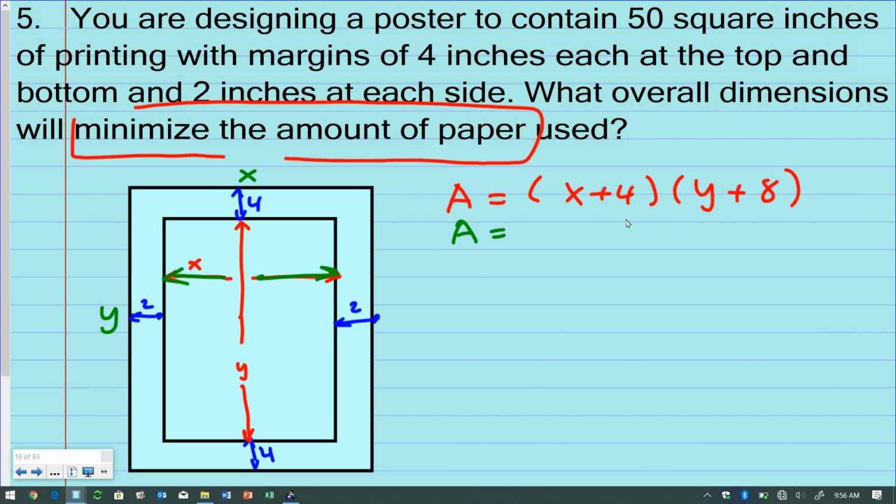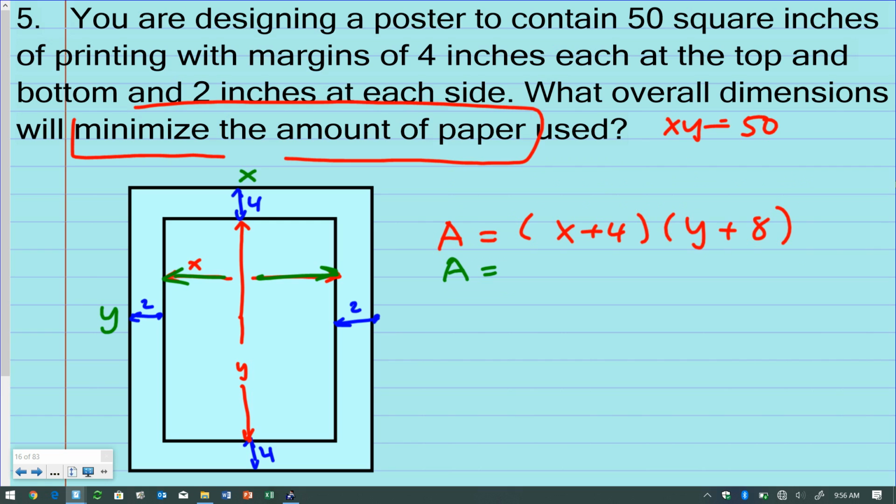I want to get this into one variable. How do I get rid of either the x or the y? What constraint do I have? 50 is equal to xy. So I have a constraint that xy is equal to 50. So let's solve for one or the other. Which one do you want to solve for? Should we let Avery answer this time? Yes. Okay. Go ahead, Avery. Okay, so y is equal to 50 over x.